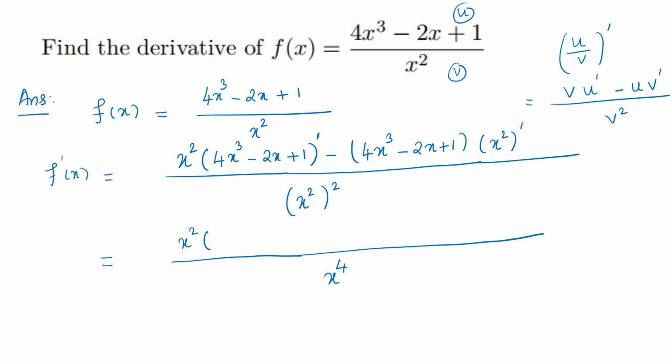Derivative of 4x cube is 4 times 3, 12x square. Minus 2, derivative of x is 1, so 2. Then plus 1, derivative 0. Minus 4x cube minus 2x plus 1 times the x square derivative, which is 2x. Now only simplification.